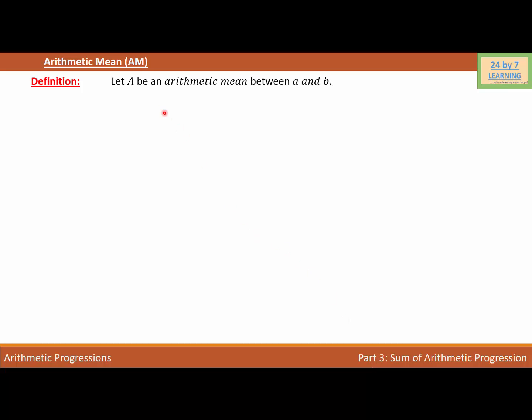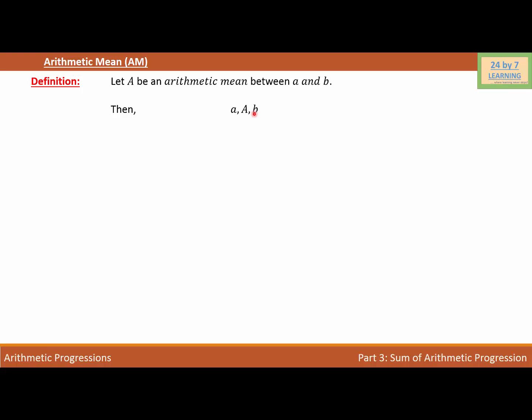Arithmetic mean. Let capital A be an arithmetic mean between small a and small b. Then small a, capital A, small b. So basically what we are doing is creating an arithmetic sequence. As you can see, we have three terms. My small a is the first term, capital A is the second term, and small b is my third term.